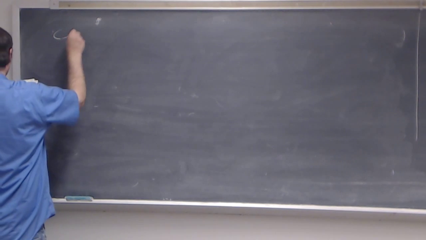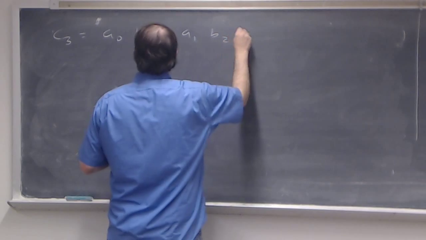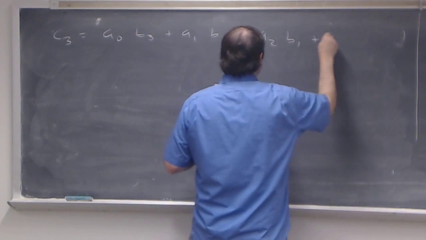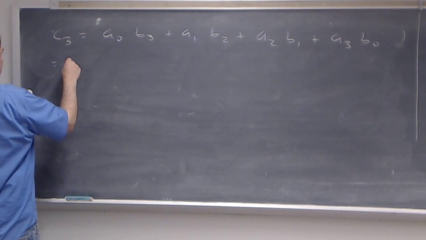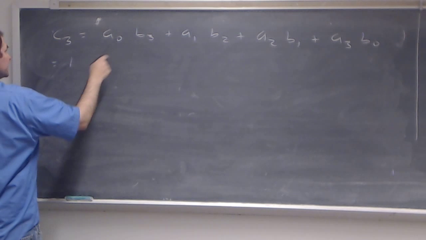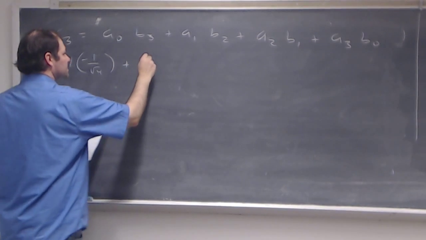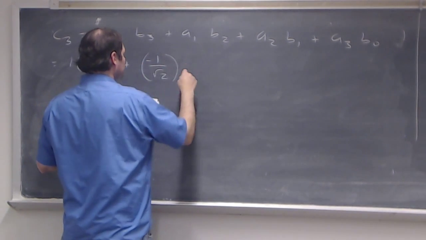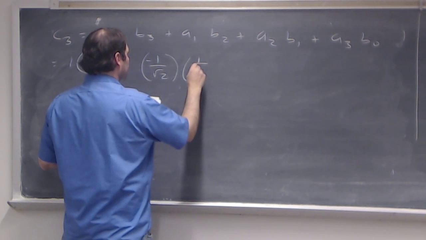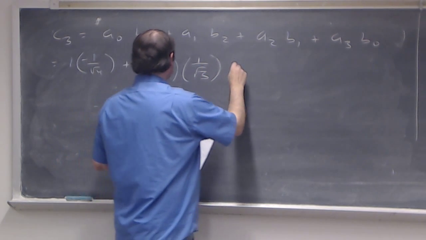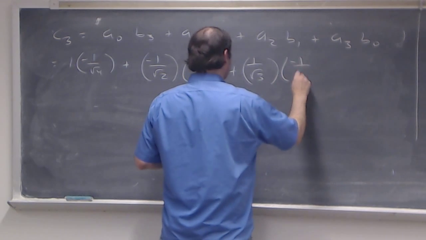So C sub 3 is equal to a sub 0, b sub 3 plus a sub 1, b sub 2 plus a sub 2, b sub 1 plus a sub 3, b sub 0. And that's going to be equal to, okay, so it's going to be 1, and then b sub 3 is going to be minus 1 over the square root of 4 plus a sub 1 is minus 1 over the square root of 2, and b sub 2 is going to be 1 over the square root of 3. A sub 2 is going to be 1 over the square root of 3. And b sub 1 is going to be minus 1 over the square root of 2.